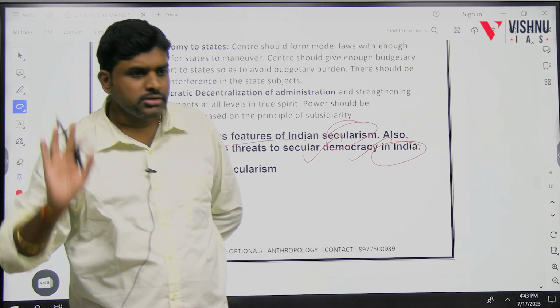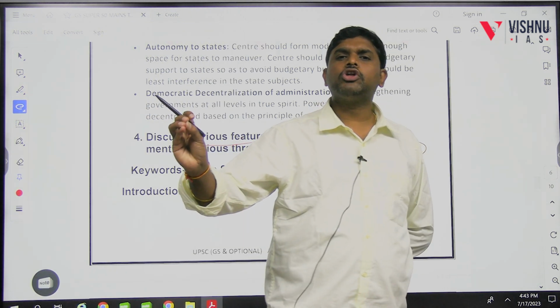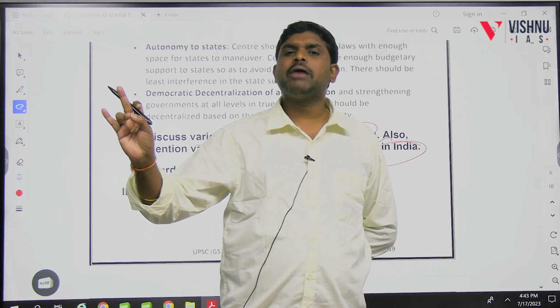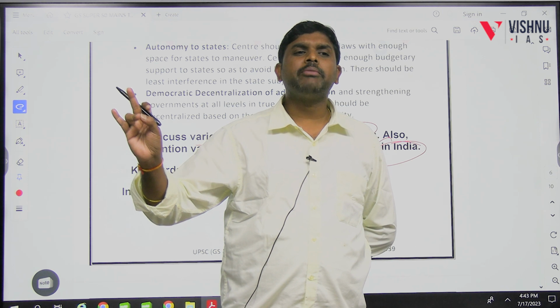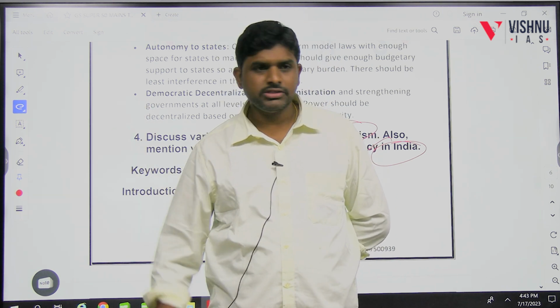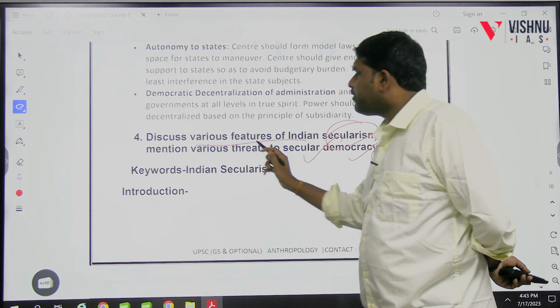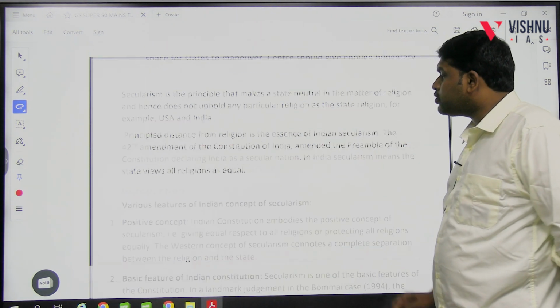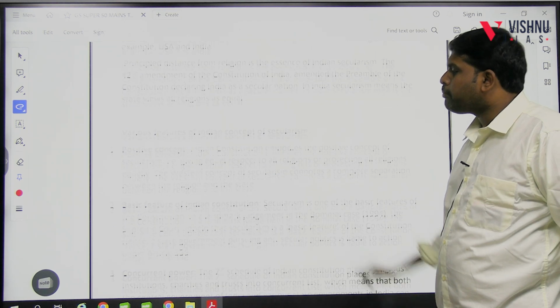This is Indian secularism, which is mentioned in our Constitution under Articles 25, 26, 27, 28, and also in the Preamble under the 42nd Constitutional Amendment Act. This we will mention, then we will go to the question: various features of Indian secularism, and mention various threats to secular democracy. What is the positive concept?